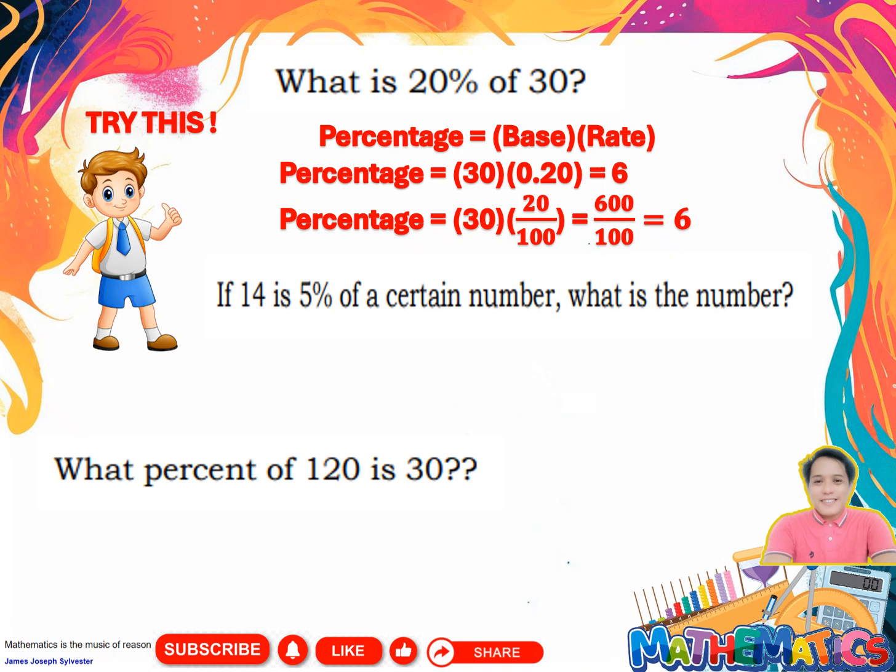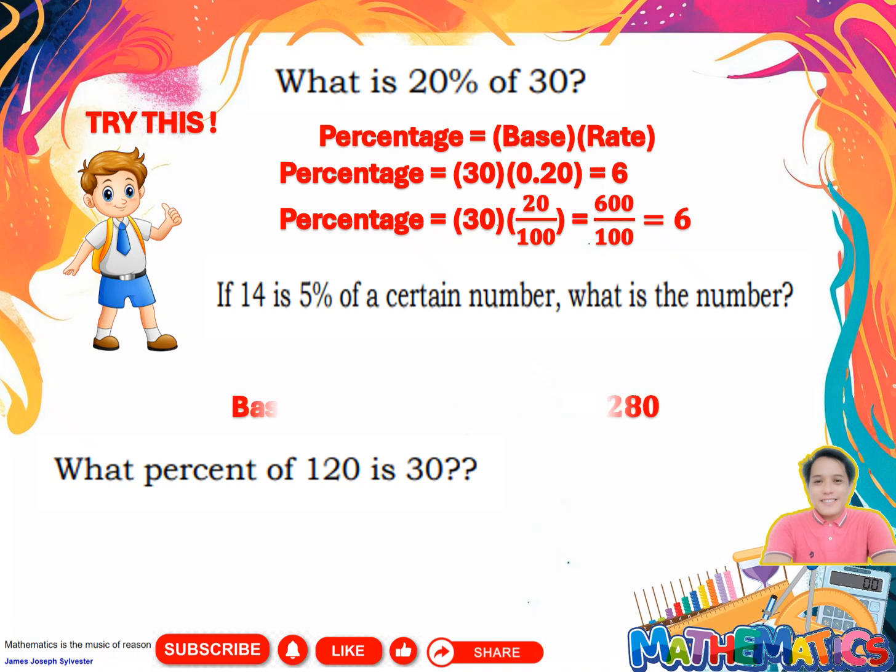Then percentage is equal to 30 times the fractional form of 20 over 100. Multiply 30 by 20, so we have 600 divided by 100. The answer is 6 without a calculator.